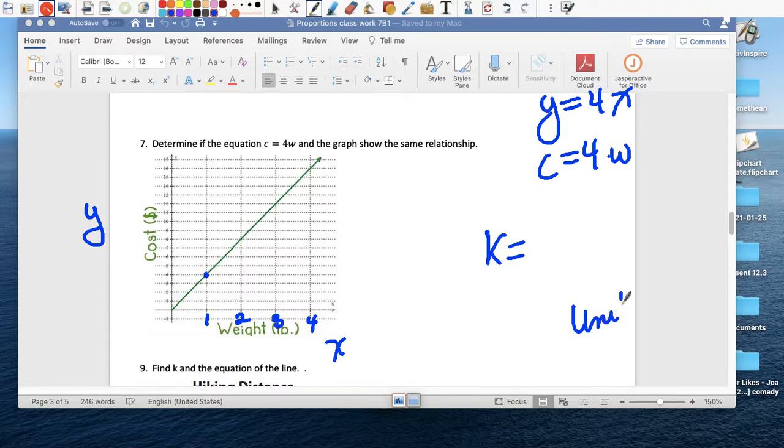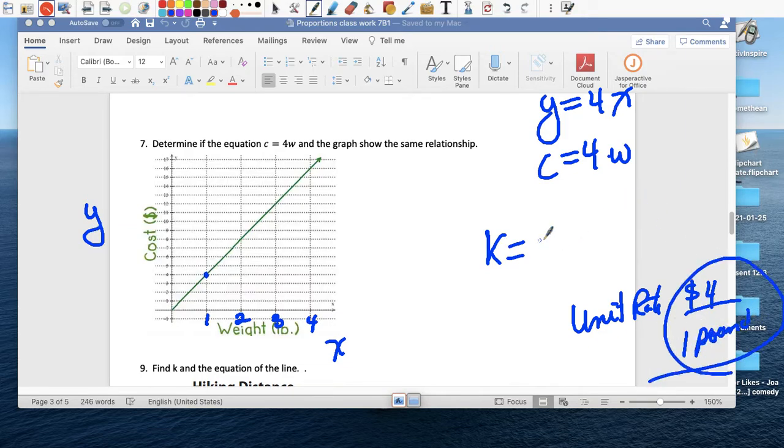So I know the unit rate. The unit rate, by the way, is $4 for 1 pound of whatever I'm buying. And if I know the unit rate, do I know k? Yeah, k is 4. And if I know k, can I get the equation? Yeah, y equals 4x, which in this case is just written as C equals 4W. And it means the same thing. Okay, so that's one way you could have proven if the equation of the line was correct.